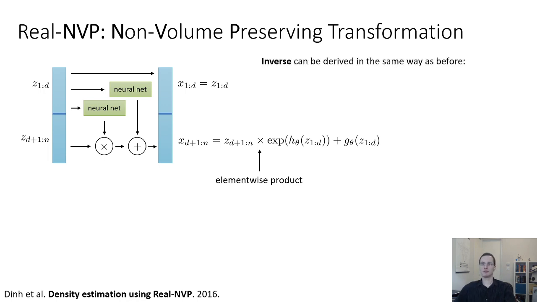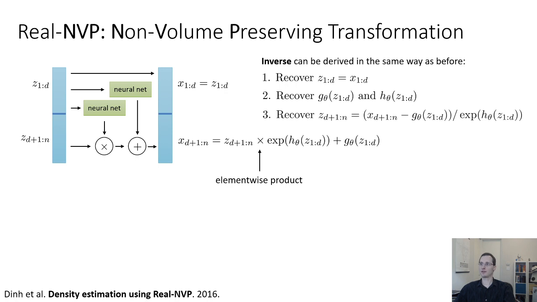The way you derive the inverse is very similar to before. You recover the first half of z by just using the fact that it's equal to the first half of x. And once you've recovered that, you can recover g theta and h theta. And then you can solve for the second half of z by just taking the second half of x, subtracting g, and then dividing by the exponential of h. And that's why it's so important to not allow those multiplicative terms to go to 0, because then you'll get a division by 0, and of course that's not allowed.